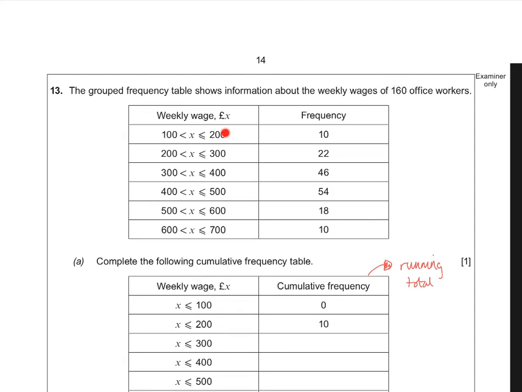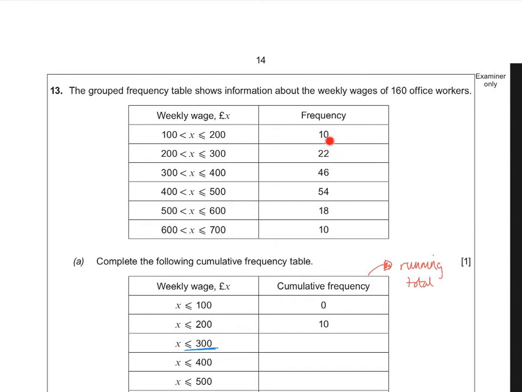And we're told in our first group here, it says between 100 and 200 quid. So no one's earning less than or equal to 100 quid. Okay? So that's why that's 0. The next one is 10. The next one, you'd be wrong to say 22, but you're doing the right sort of thing if you're thinking 22, because obviously when it says less than 300, we're after all of these people here, between 100 and 200, and between 200 and 300.